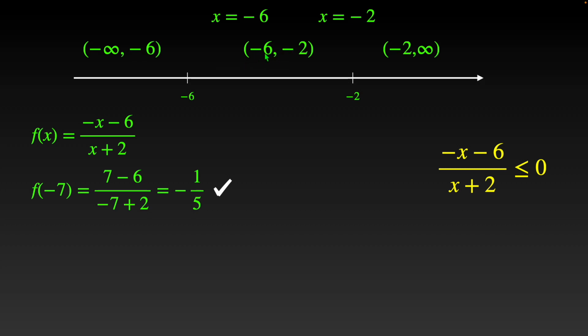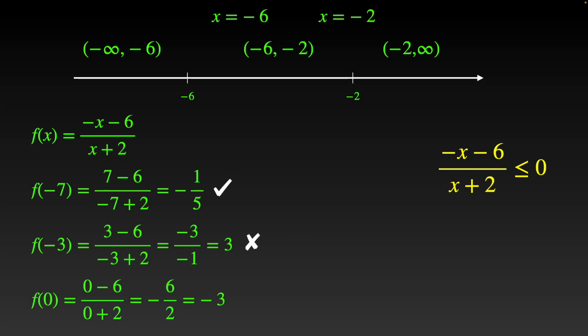Let's pick a number in this set here. I picked -3. When we plug it in, we get +3. Since 3 is greater than 0, this set is not part of our solution. Let's test a number in this set. I picked 0. When we plug in 0, we get -3. Since -3 is less than 0, this set is part of the solution. So now let's put the sets together. This set is part of the solution, and so is this one. So we're going to put them together via union sign.